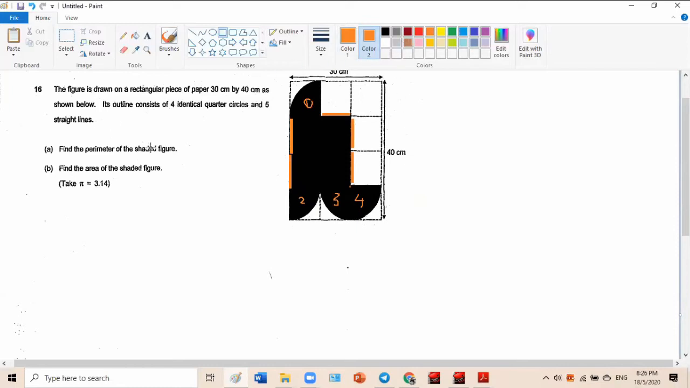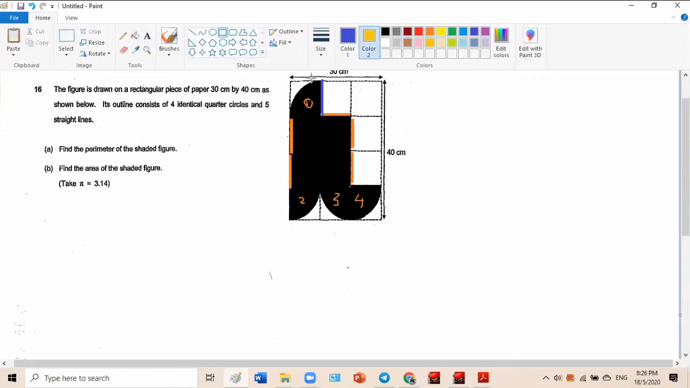But then he said, find the perimeter. Find the perimeter means we must count them. Very sad, right? Okay. Although it doesn't belong to the 5 straight lines, see, they try to trick us. But do we have to add this one? Tell me, do we have to add this one? If it's the perimeter, do I have to add this one? Yes, right. But it belongs to the quarter circle. Do you understand?